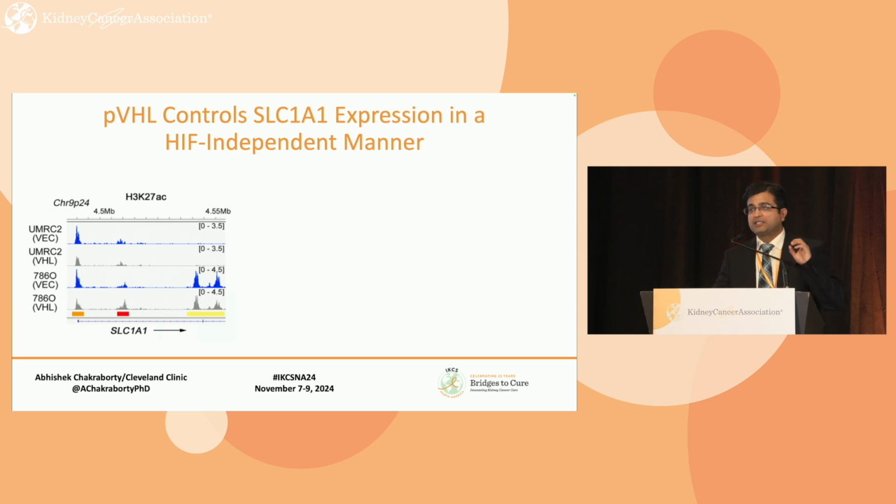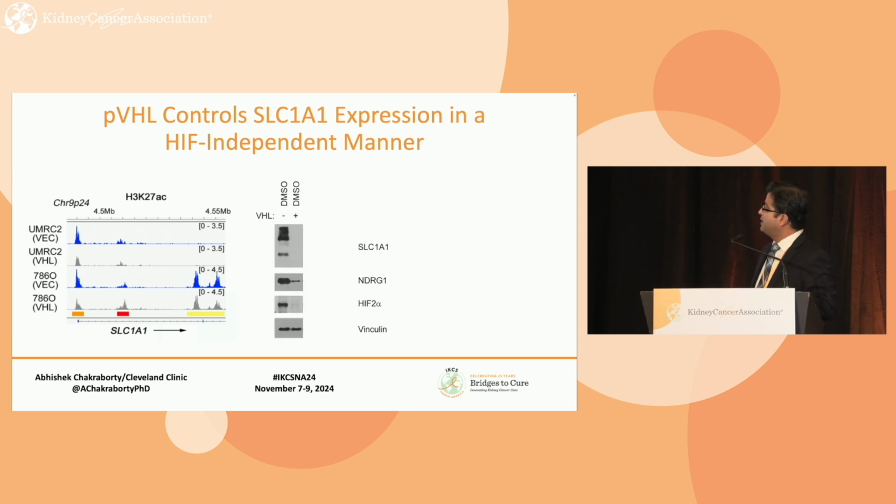If you look at cell lines, we can make cell lines isogenic where they either have VHL or don't have VHL. The blue spectra are H3K27 acetylation peaks in the VHL deficient cells. The gray ones are in the VHL proficient cells. As you can see, the gray bars are much, much smaller. The VHL proficient cells have lower K27 acetylation levels at the SLC1A1 locus. What's also interesting is these same regions are also depressed in normal kidney compared to the patient tumors, which have higher K27 acetylation at these loci.